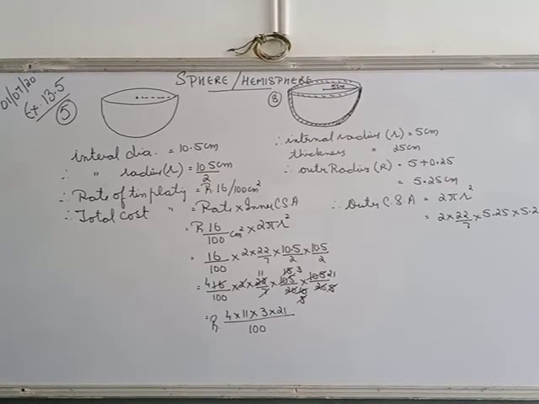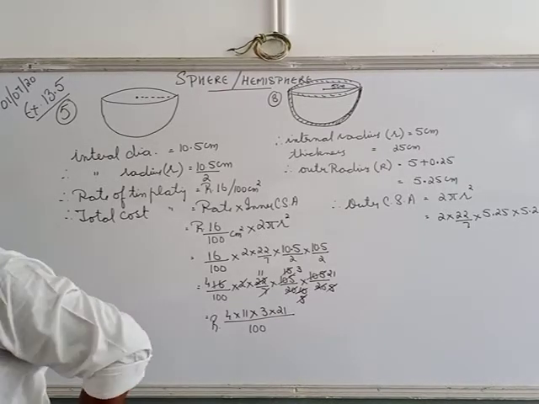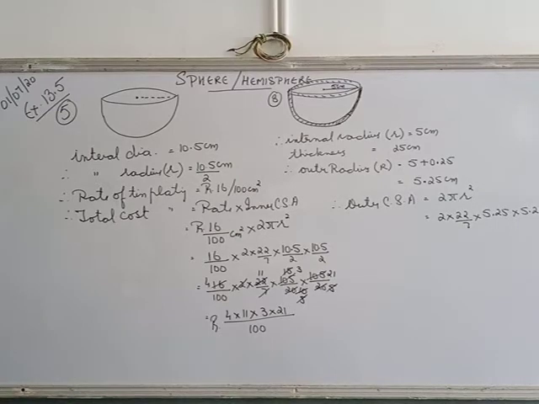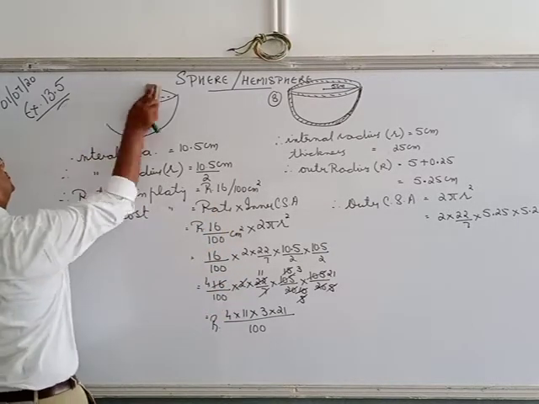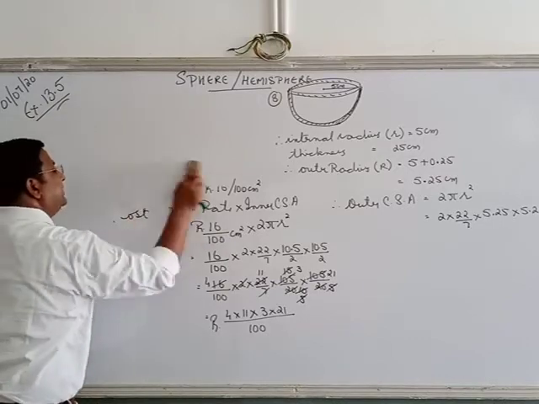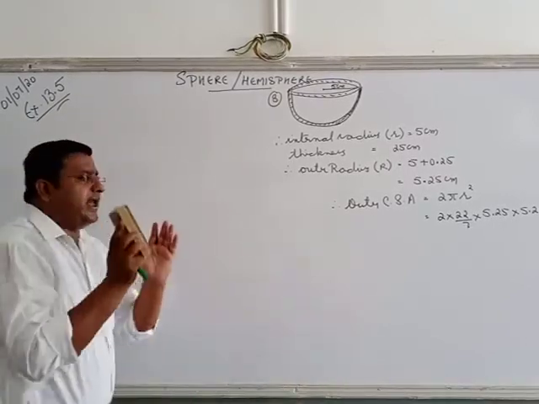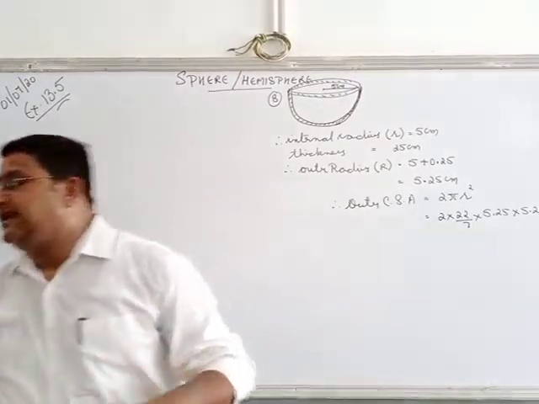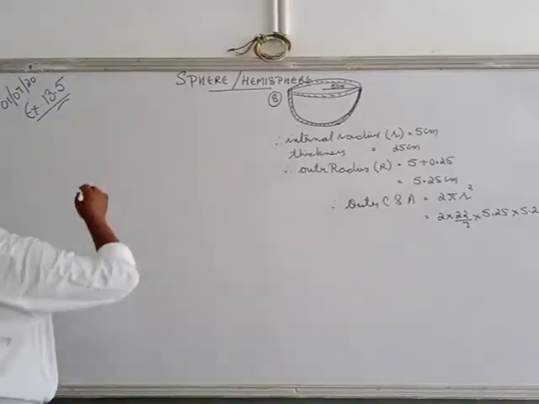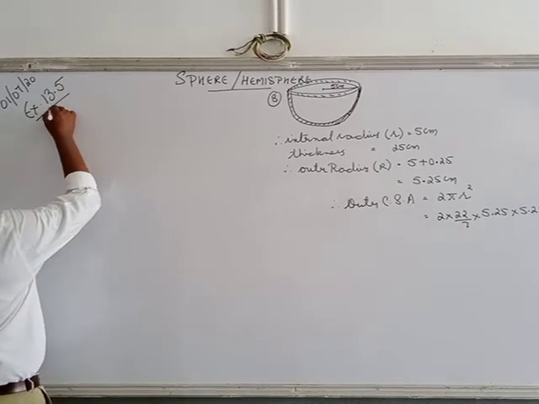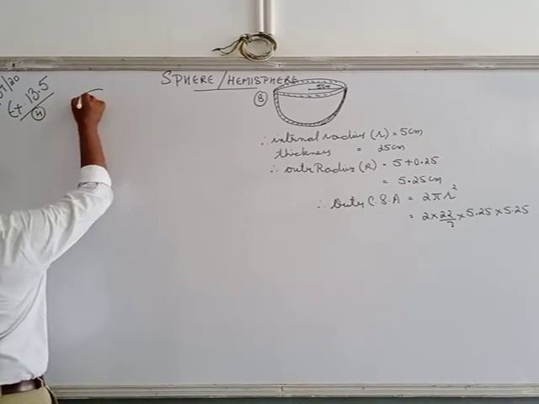Now we come down to question number 4 of the same chapter. The radius of the spherical balloon increases from 7. Again he is talking about a spherical balloon. We know what a balloon is: when we blow in air, when we inflate it, the size increases. Correct? So he says the radius of the balloon, previously it was 7 centimeter.